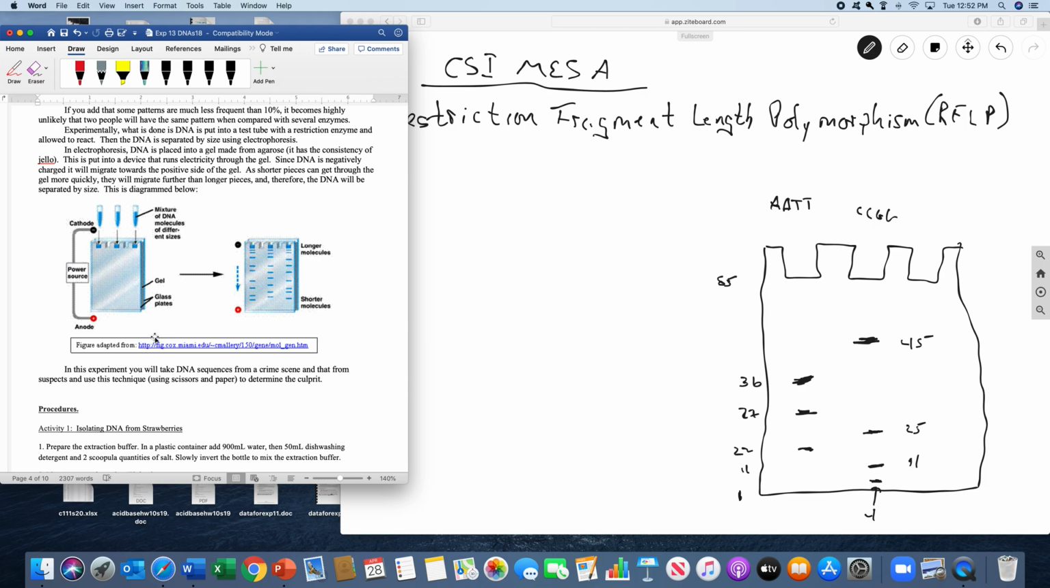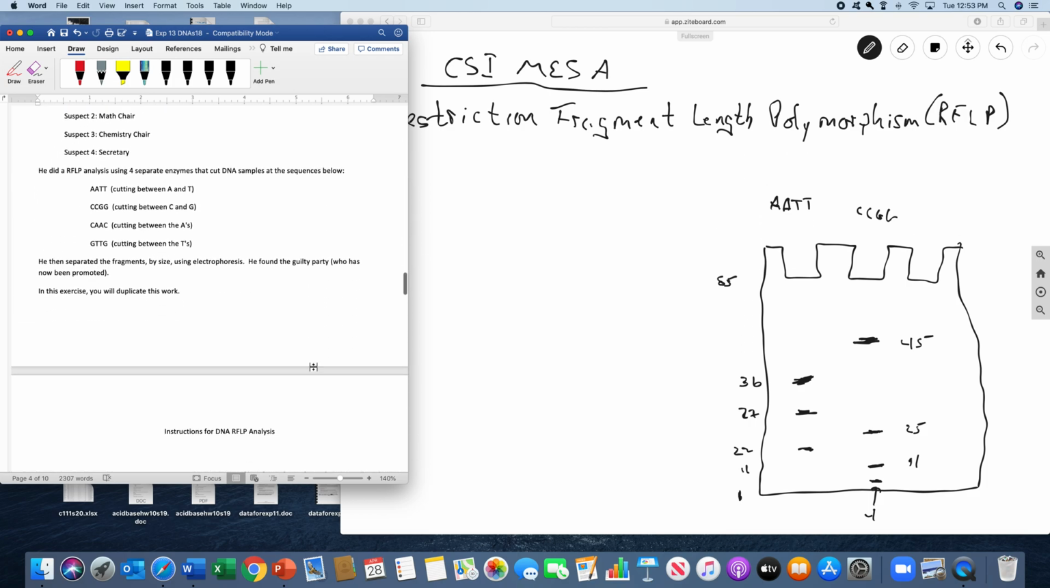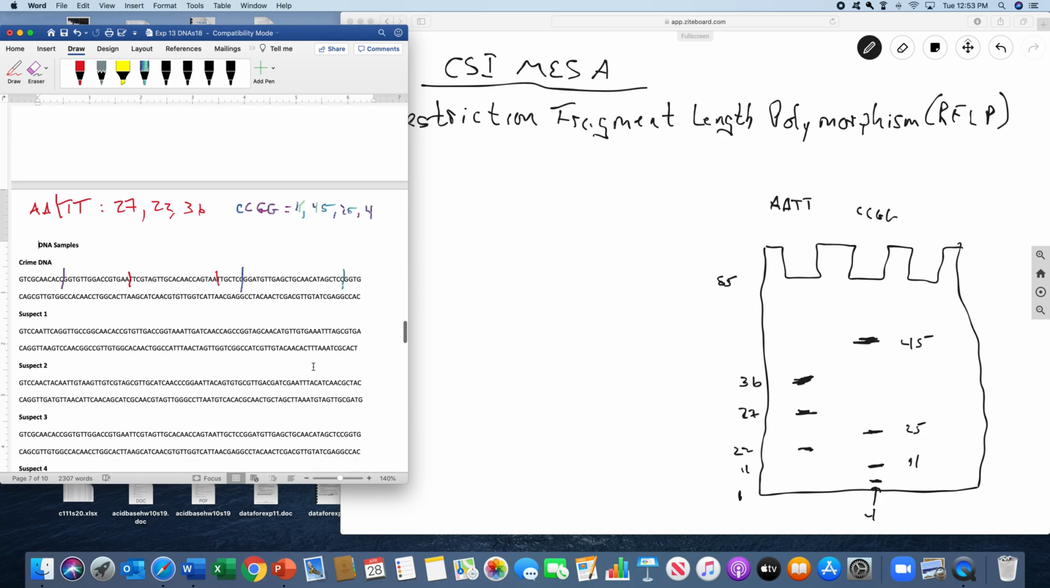You take the DNA, put it into as many test tubes as you're going to do, run them on a gel, and then find out what the sizes of the pieces are. For example, if I took the DNA from here, AATT, and ran it on a gel, I would get this pattern: a 22, a 27, and a 36. Then in a separate well, I run the CCGG, and I can get what the sizes are.